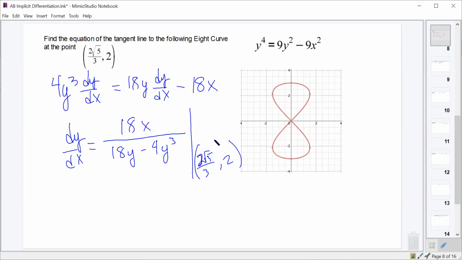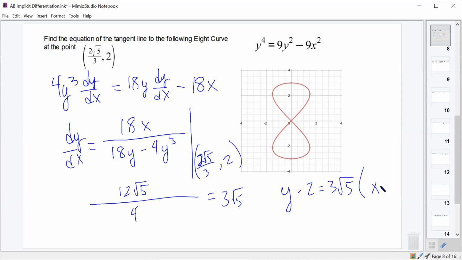All right, and so if we plug in 2 root 5 over 3 comma 2, the 2 root 5 over 3 goes in up here. So the 18 over 3 becomes 6, right? And then we have 6 times 2 root 5, so that would be 12 root 5. And then in the denominator, we've got 36 minus, what is that, 32? So 4, or we get 3 root 5. So our tangent line should be y minus 2 equals 3 root 5 times x minus 2 root 5 over 3. Is that what you guys all ended up with?